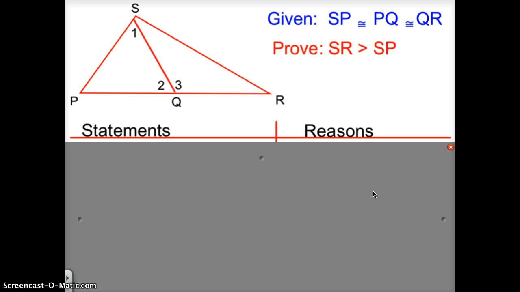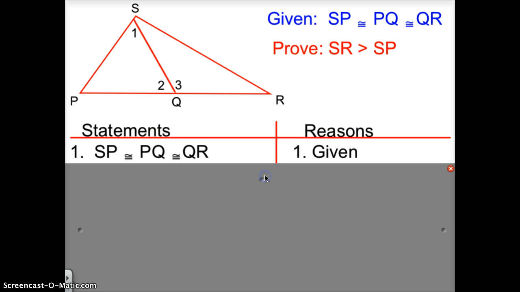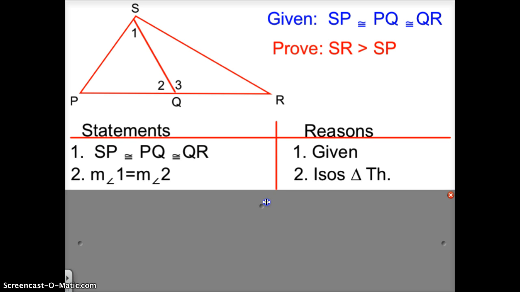Another proof. SP and PQ and QR are all congruent. Our job is to prove that SR is greater than SP. Using the given, we're going to conclude that the measure of angle 1 is equal to the measure of angle 2 using the isosceles triangle theorem.